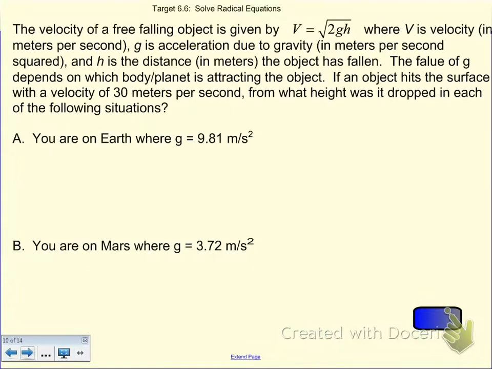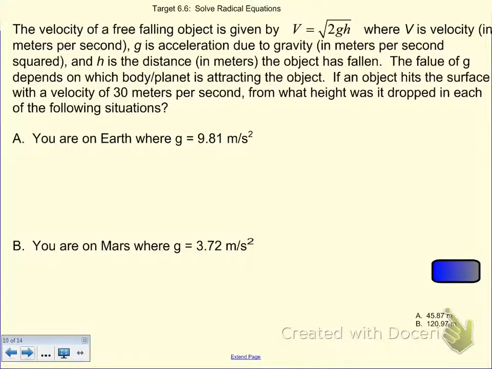Okay, moving on to target 6. We're going to start off with the real-world application problem. Read it for a moment, see if you can figure out how to do the problem. Here are your answers. A is going to be 45.87 and B is going to be 120.97, both meters. If you got that, marvelous. Continue on. If you did not, stick around for the explanation.